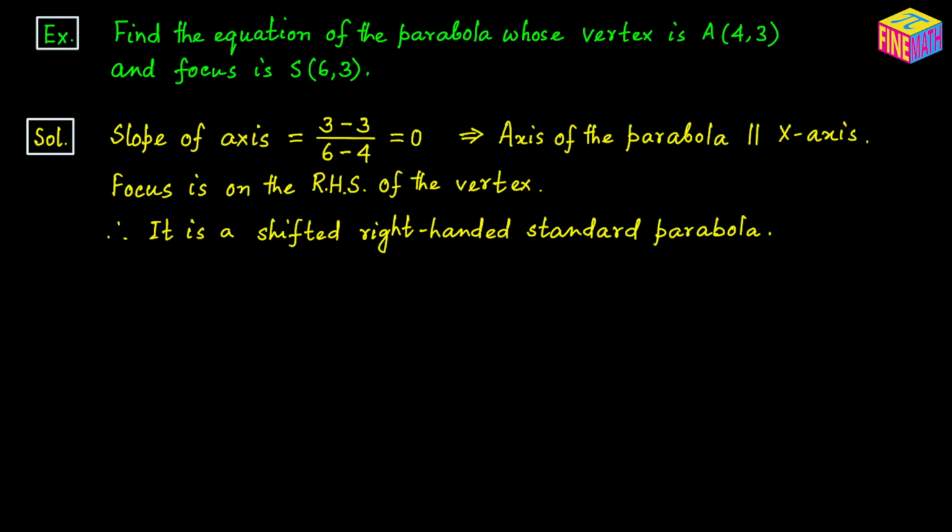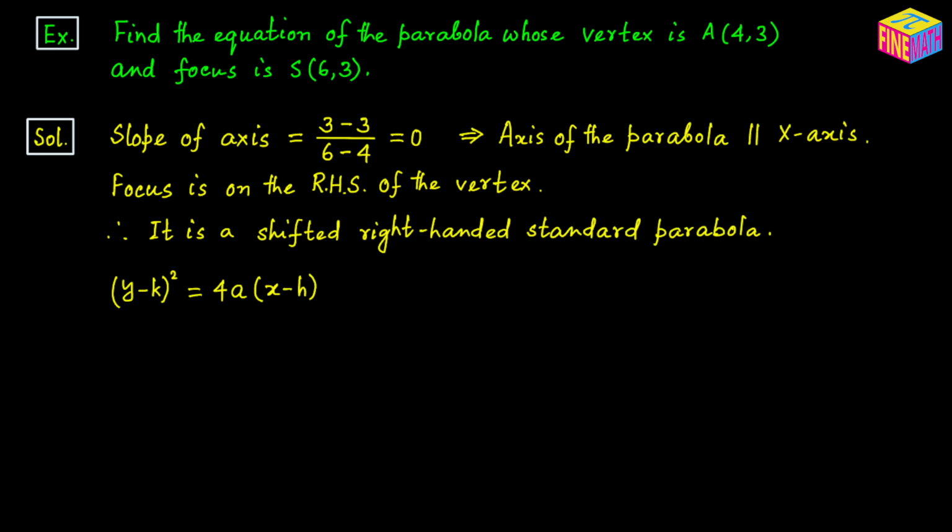Just the vertex has been shifted to 4, 3, and I have made a few notes here. Next, let's try to use the standard equation for the shifted parabola. We just derived this equation. y minus k whole squared is equal to 4a times x minus h. I hope it is clear why I am using this particular form, because this is a right-handed parabola. It has been shifted. Its axis is parallel to the x-axis. So we can use this particular form of the equation. And in this case, we know the coordinates of the vertex. So we know the values of h and k.